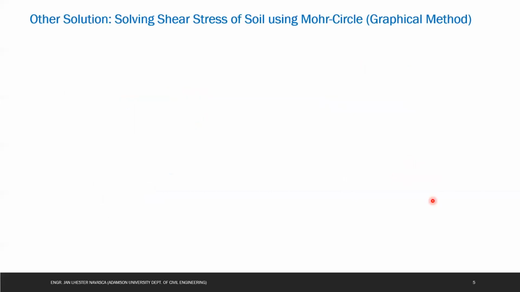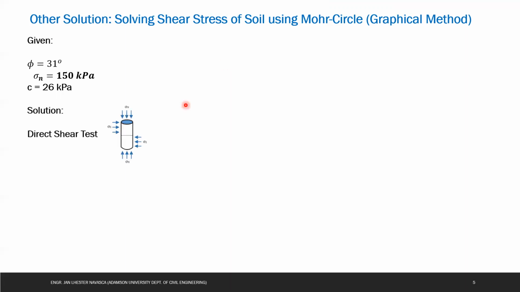Another solution is using a Mohr circle, or the graphical method, to determine the shear stress of the soil. Again, we have the given problem: angle phi is 31 degrees, sigma n is 150 kPa, and the cohesion value is 26 kPa. Since it is also a direct shear test, the same problem, we have this cohesive soil Mohr circle.